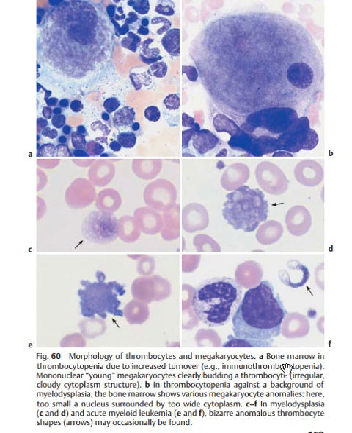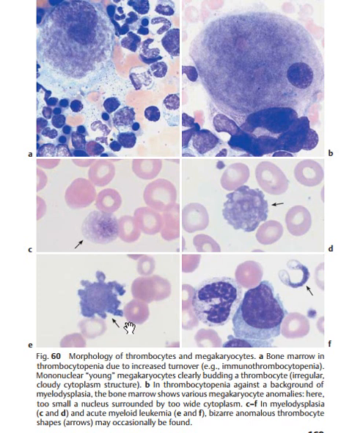So in bone marrow, in thrombocytopenia due to increased turnover, this is the bone marrow. When you have increased turnover, we see the megakaryocyte number is going to be normal or increased. In diagram B, we have thrombocytopenia against a background of myelodysplasia. In the case of myelodysplasia, you have hyperplasia of the cells, but you have a thrombocytopenia. Is it clear?